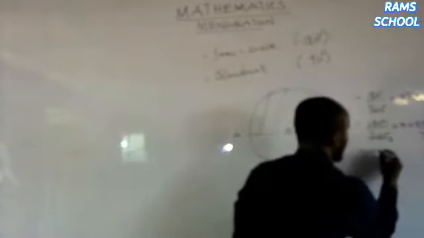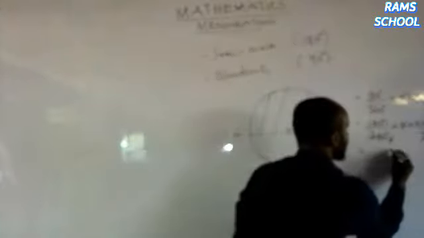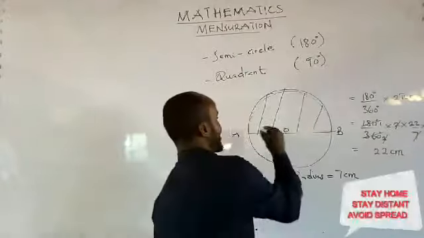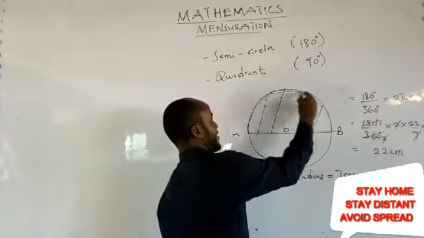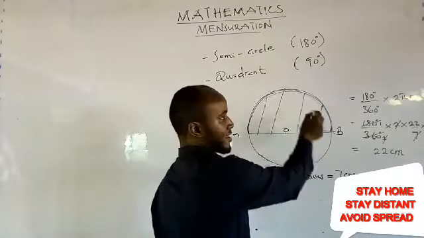180 divides itself, you get a half. So the 2 cancels out, and here the 7 cancels out. So we get 22 centimeters. This 22 centimeters here is the length of this arc. Take note, it is the length of this arc, or the circumference.